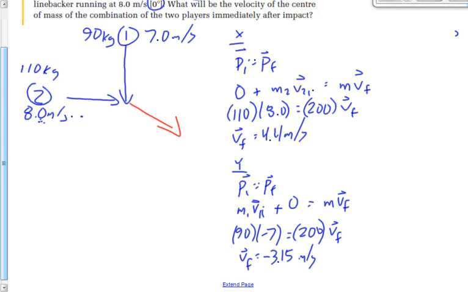Now comes the Physics 20 work, right? We got 4.4 meters per second. How did I know to draw that 4.4 to the right, Janessa? Because it's positive, right?